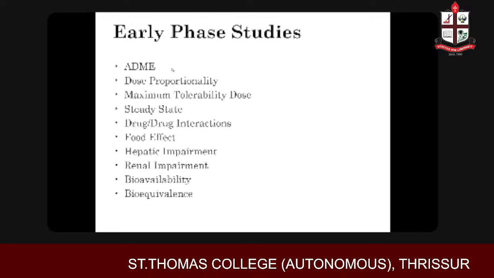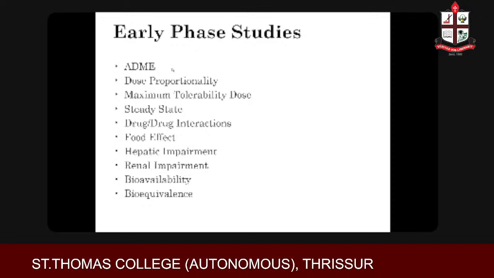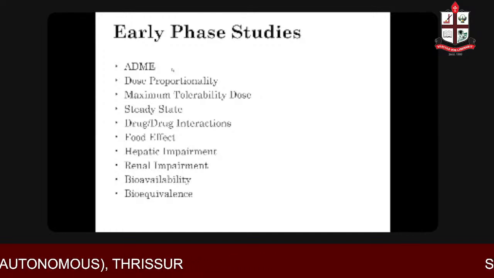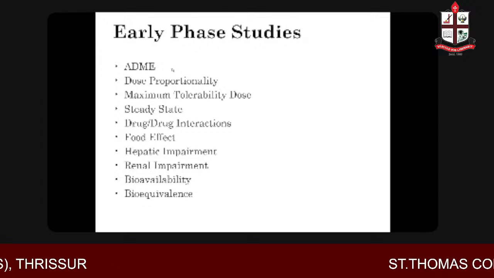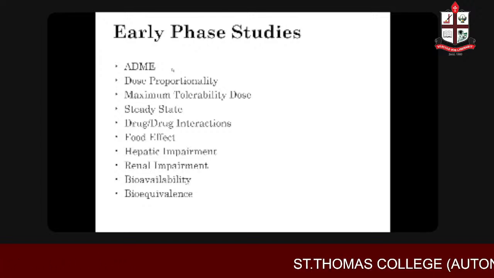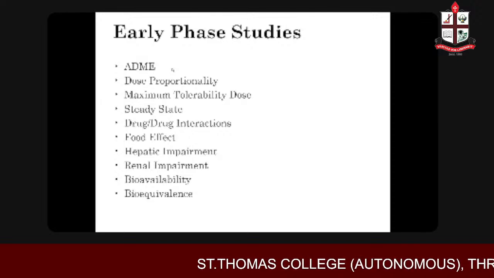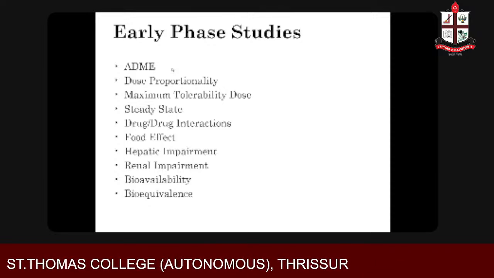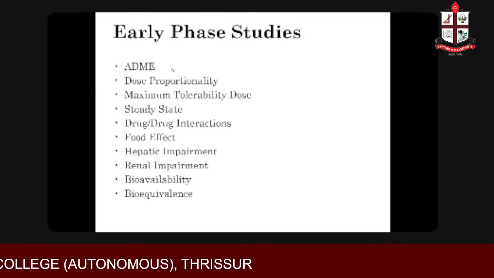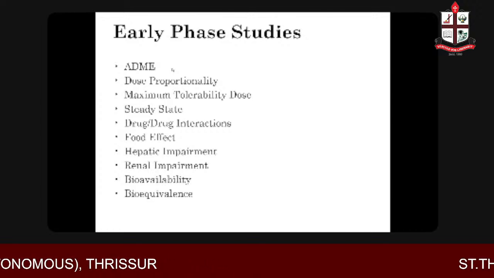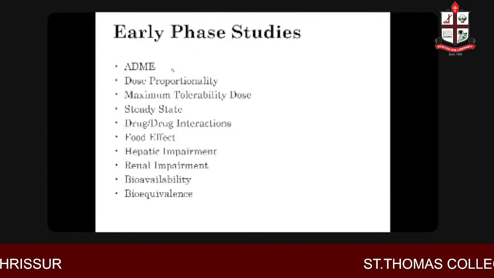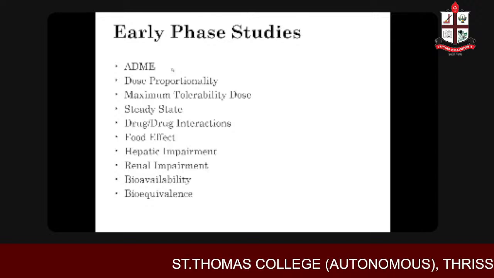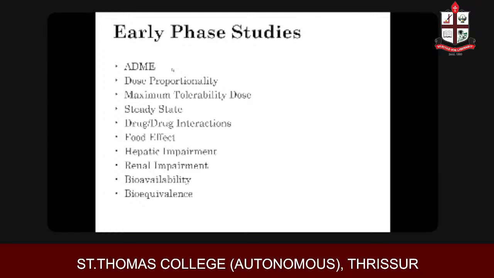That we will decide. And steady state: I have also given an example in the further slides. For example, we are giving multiple doses, so we have to find the interval, right? We are giving a drug and there is excretion. For example, you are opening a tap over a cup or bucket, whatever it is. The water is pouring into the bucket. At one particular time the bucket is filled and it starts overflowing.